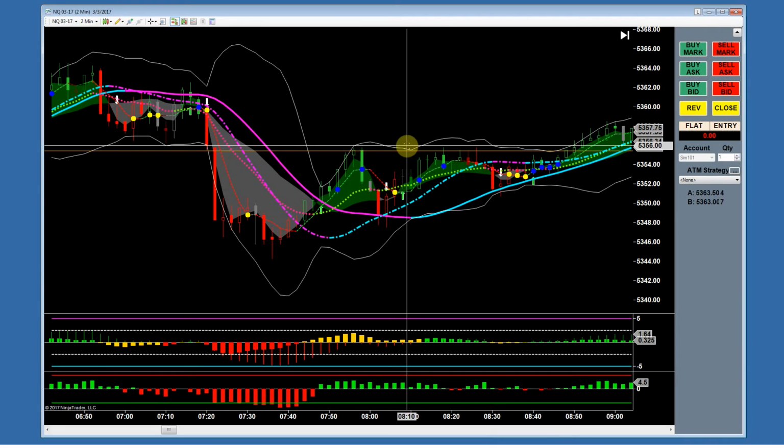A pullback, the sig line comes in at 52 quarter. 52 quarter shoots up to 56. Another 2 to 3 point winner there. Now keep in mind, every 3 points is $60.